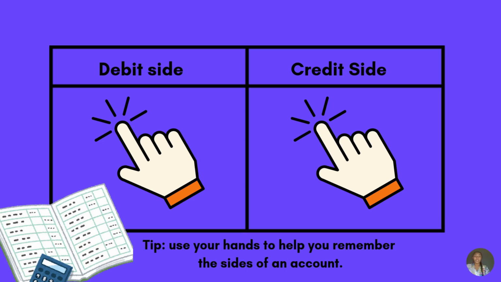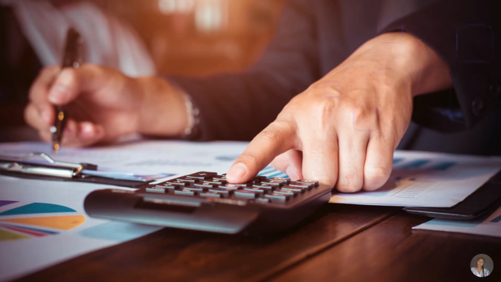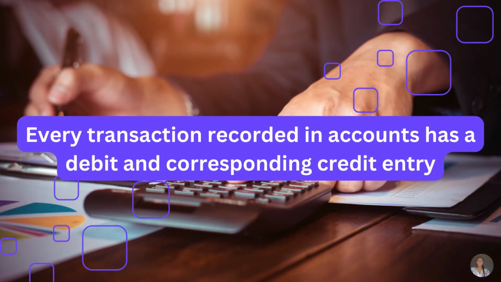So getting yourself just accustomed to the side of the account, you could always use your hands to help you remember, right? So you could always remember that your left hand is the debit side of the account, the right hand is the credit side of any account. So that would go a long way in terms of helping you remember the sides of the account so you won't mix it up.